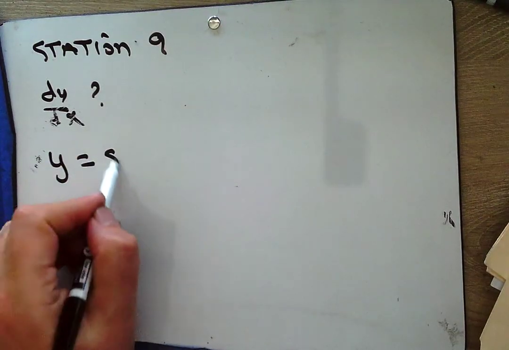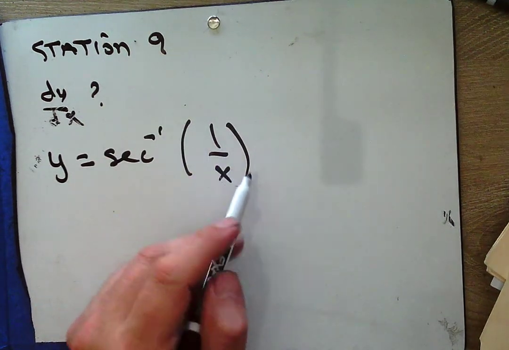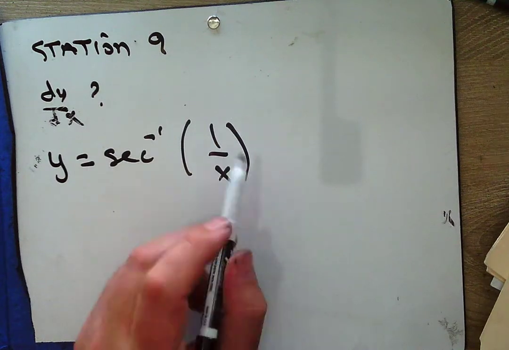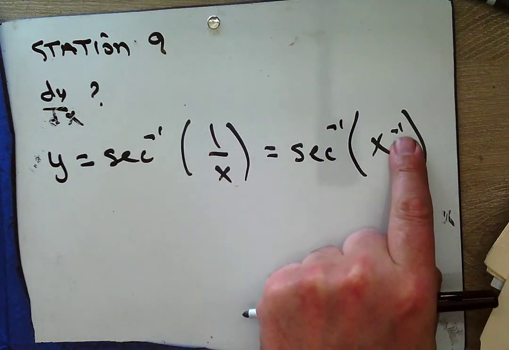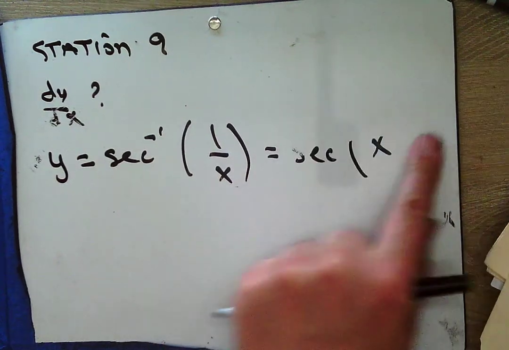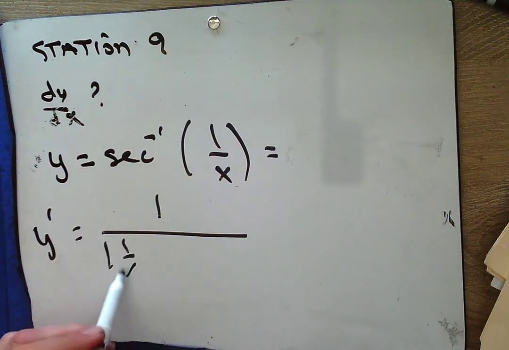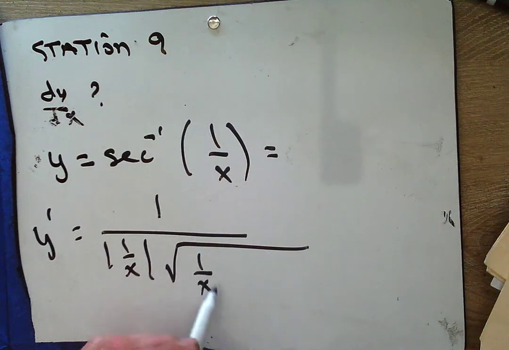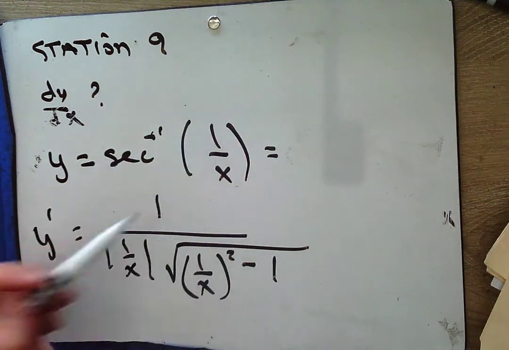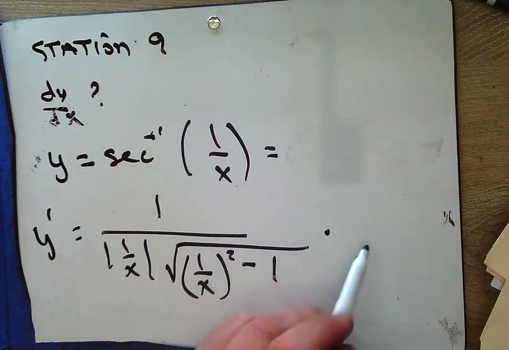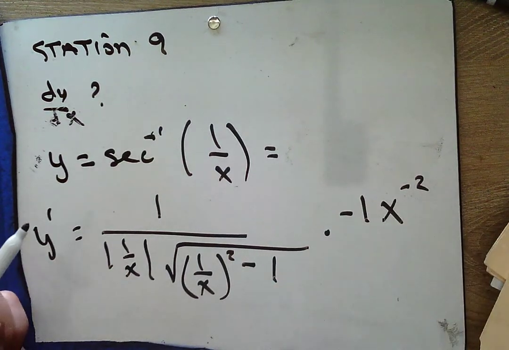This one says y equals secant inverse of 1 over x. Yes, you can use the quotient rule here, but I don't want to. Though, if I don't want to, be careful, because this is a power, and that's the inverse. And so maybe you just want to leave it like that for now. Y prime, well, that's 1 over absolute value of 1 over x, square root of 1 over x squared minus 1. That's the derivative of inverse secant of stuff times the derivative of stuff. So now that's x to the negative 1. And so that's the derivative of x to the negative 1.